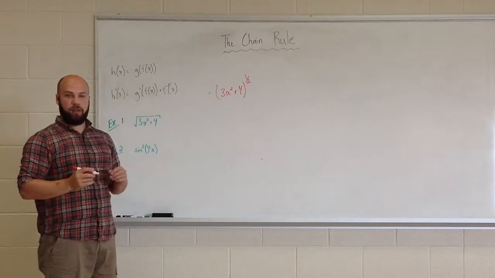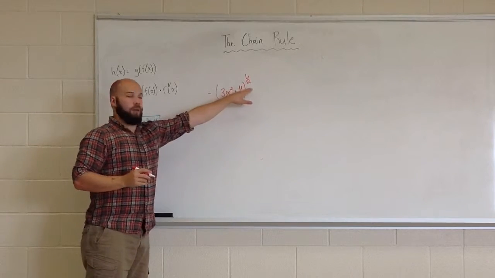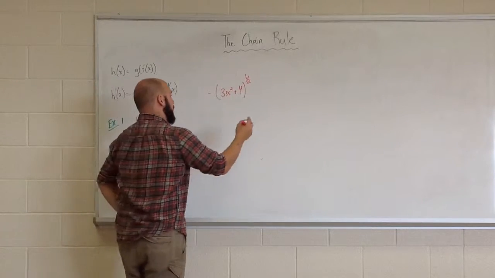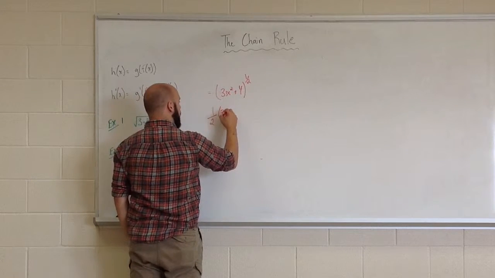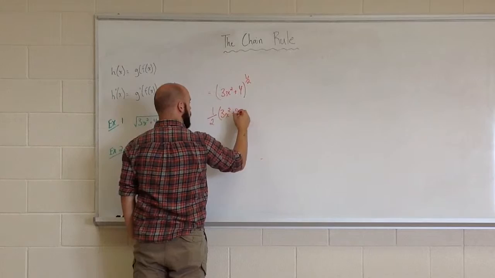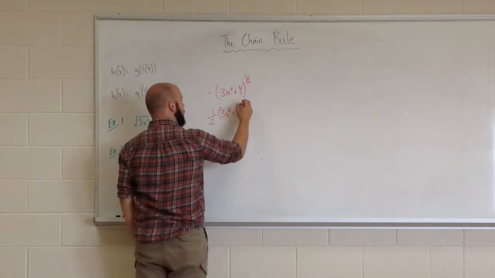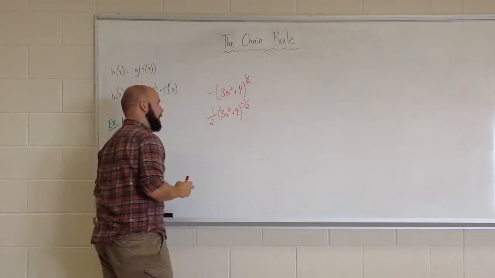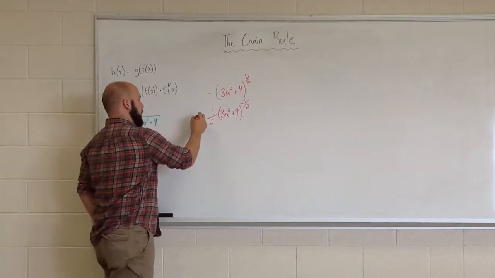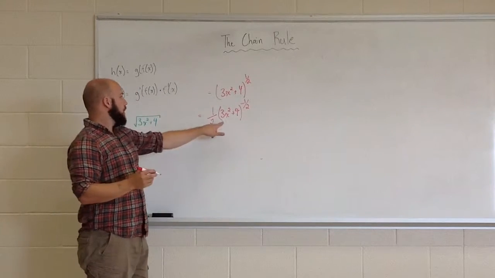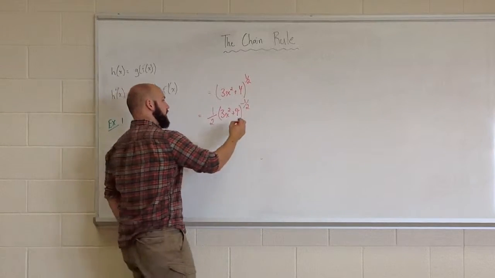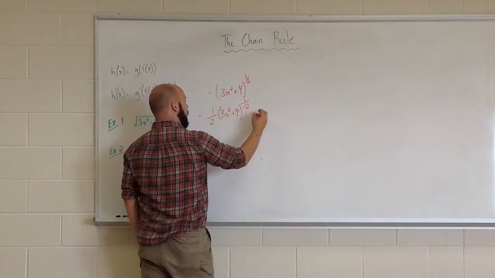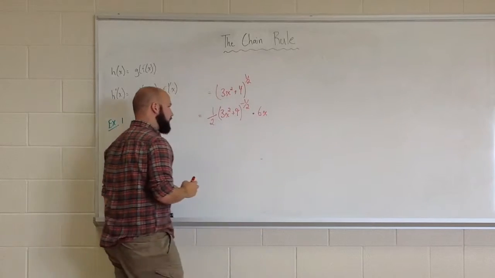Then if we had to take the derivative of anything to the power of a half, we bring that half down and multiply this value by 1/2 minus 1, so negative 1/2. Okay? Then, that's the derivative, that's g prime f of x, and then we multiply this by the interior, so 6x.